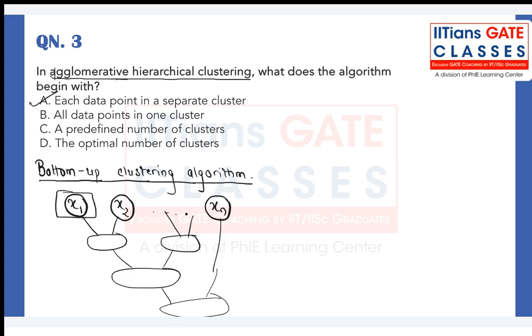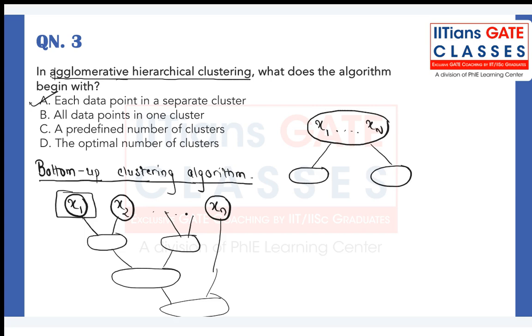Okay, and if it was just a hierarchical clustering algorithm, then a top-down clustering algorithm will consider all data points as a single cluster. Okay, and then you try to break them into separate clusters depending on the distance metric that you use. Okay, predefined number of clusters, option C says.